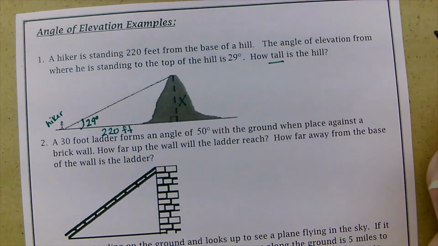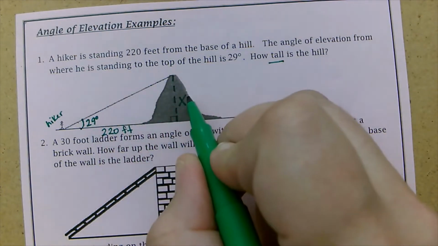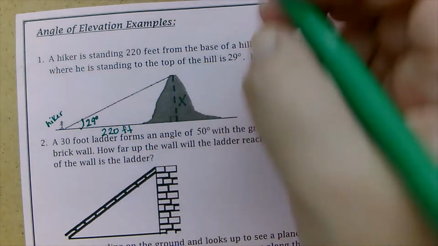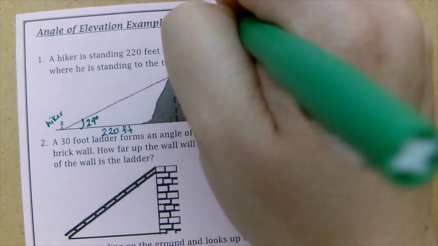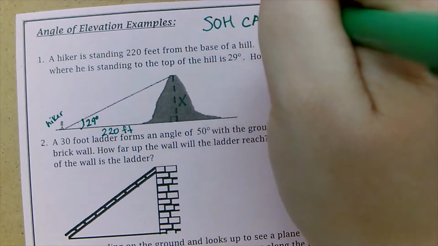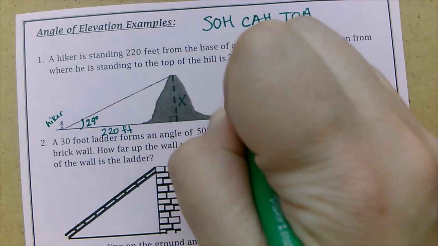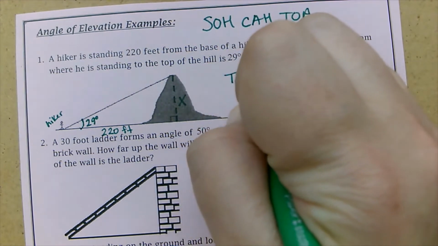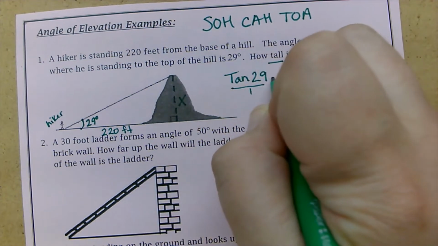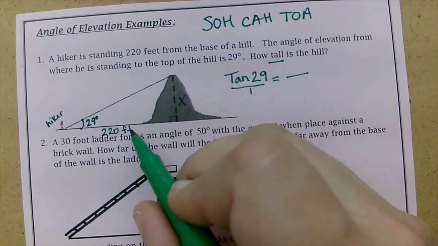So I've got to figure out what trig function I'm going to use. Based on this 29 degree angle, the x is my opposite, and the 220 is my adjacent. So if I'm thinking of SOHCAHTOA, opposite and adjacent is tangent, so I'm going to use tangent of 29, because that's my angle, over 1 equals opposite over adjacent, so x over 220.